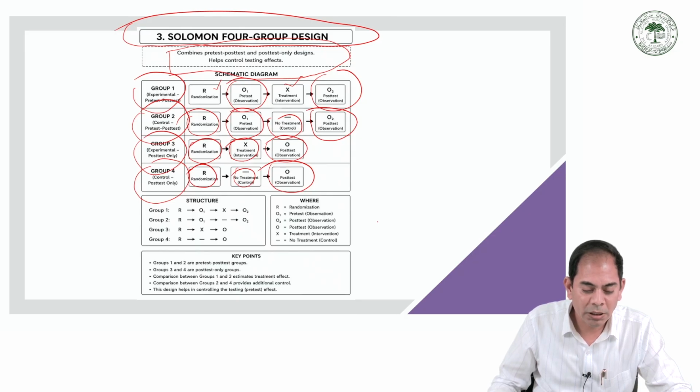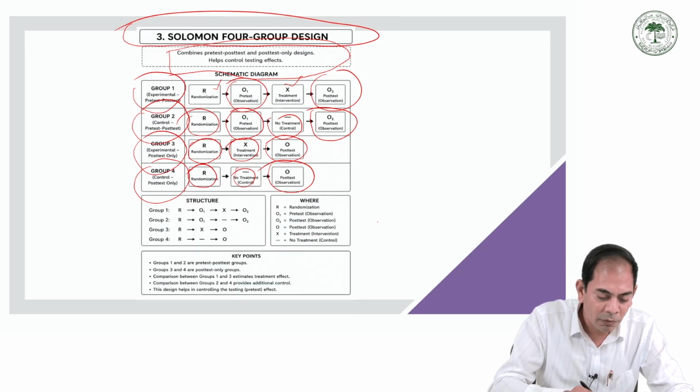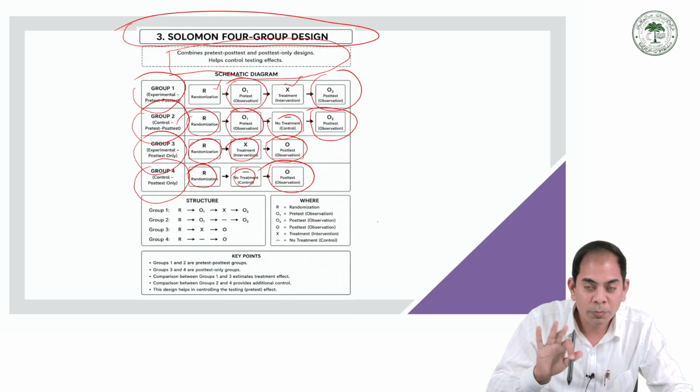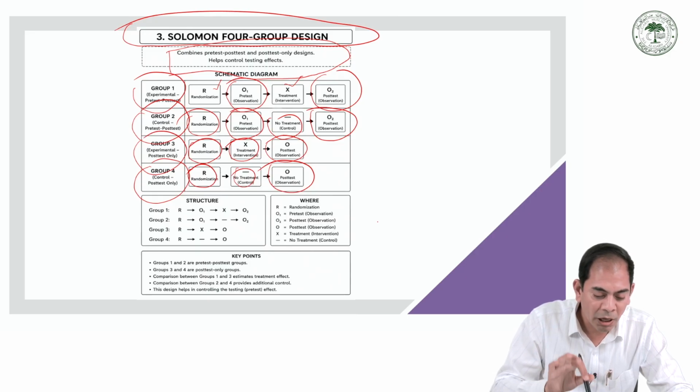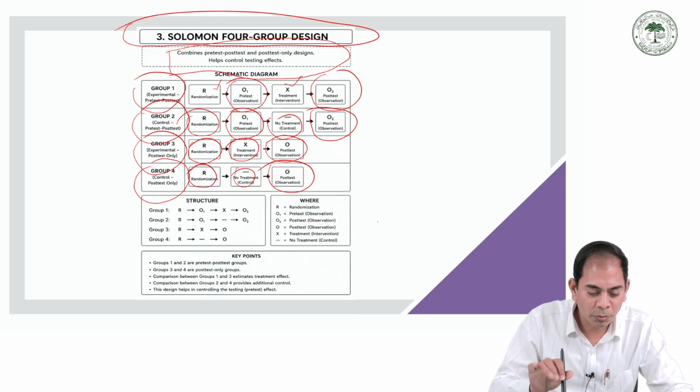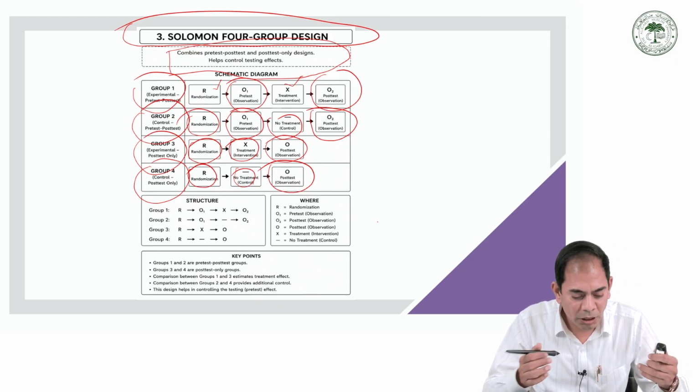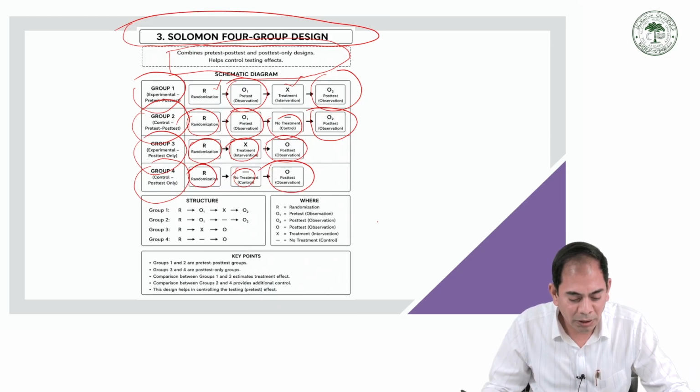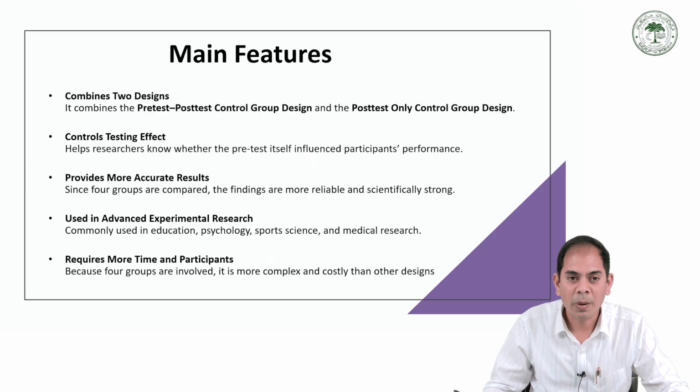The important thing is that only groups 1 and 2 are pre-test and post-test groups. Groups 3 and 4 are post-test only groups. So we can compare group 1 and group 3 to estimate the treatment effect. Comparison between group 2 and 4 provides additional control. So this design helps in controlling the testing or pre-test effect.